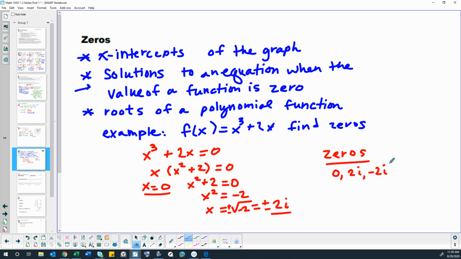So we have 3 zeros, but we only have one real zero, so there's only one x-intercept, because imaginary zeros cannot be on the graph as x-intercepts. They just indicate places where the graph is maybe looping around but not crossing the x-axis. So the only x-intercept is at 0, because that's the only number that's real. The others are imaginary.